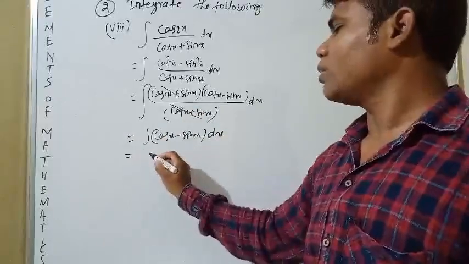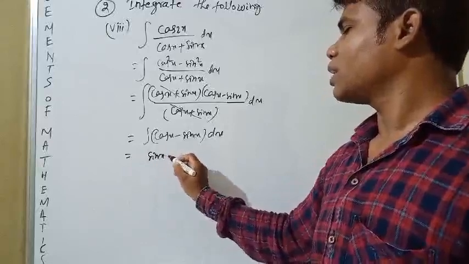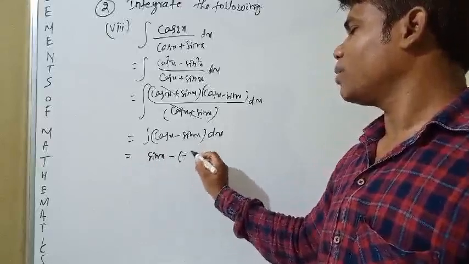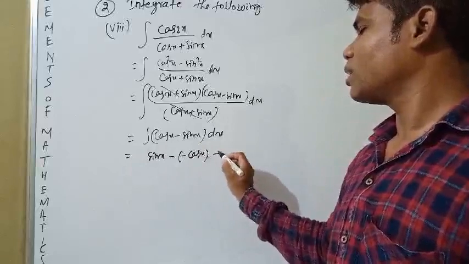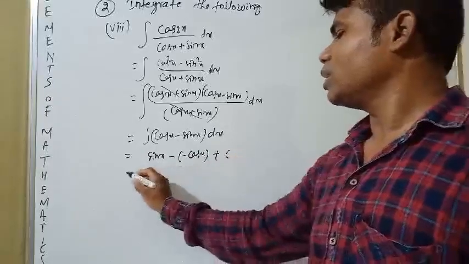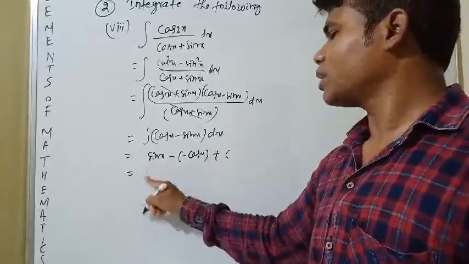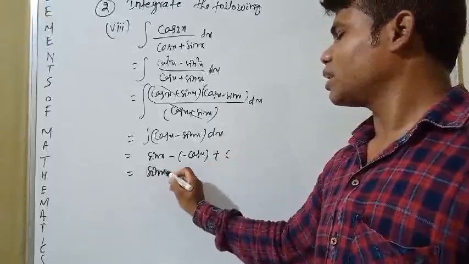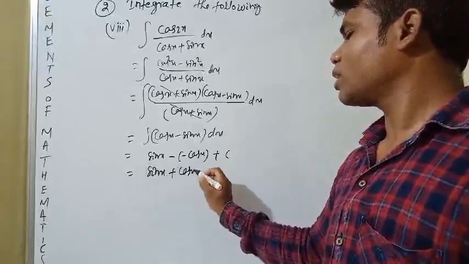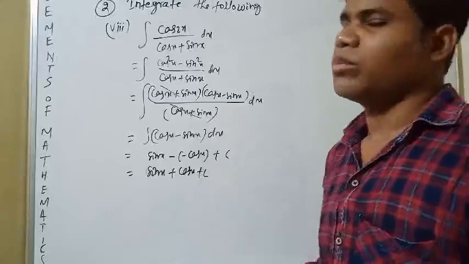Integration of cos x is equal to sin x. Integration of sin x is equal to minus cos x, plus c, is equal to sin x plus cos x plus c. Pause the video, note it down.